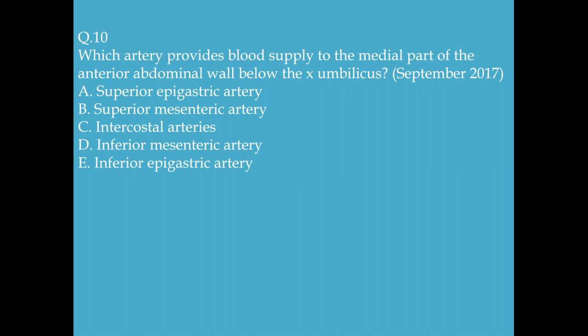Which artery provides blood supply to the medial part of the anterior abdominal wall below the umbilicus? A, superior epigastric artery. B, superior mesenteric artery. C, intercostal artery. D, inferior mesenteric artery. E, inferior epigastric artery. Below the umbilicus, the answer is E, inferior epigastric artery.